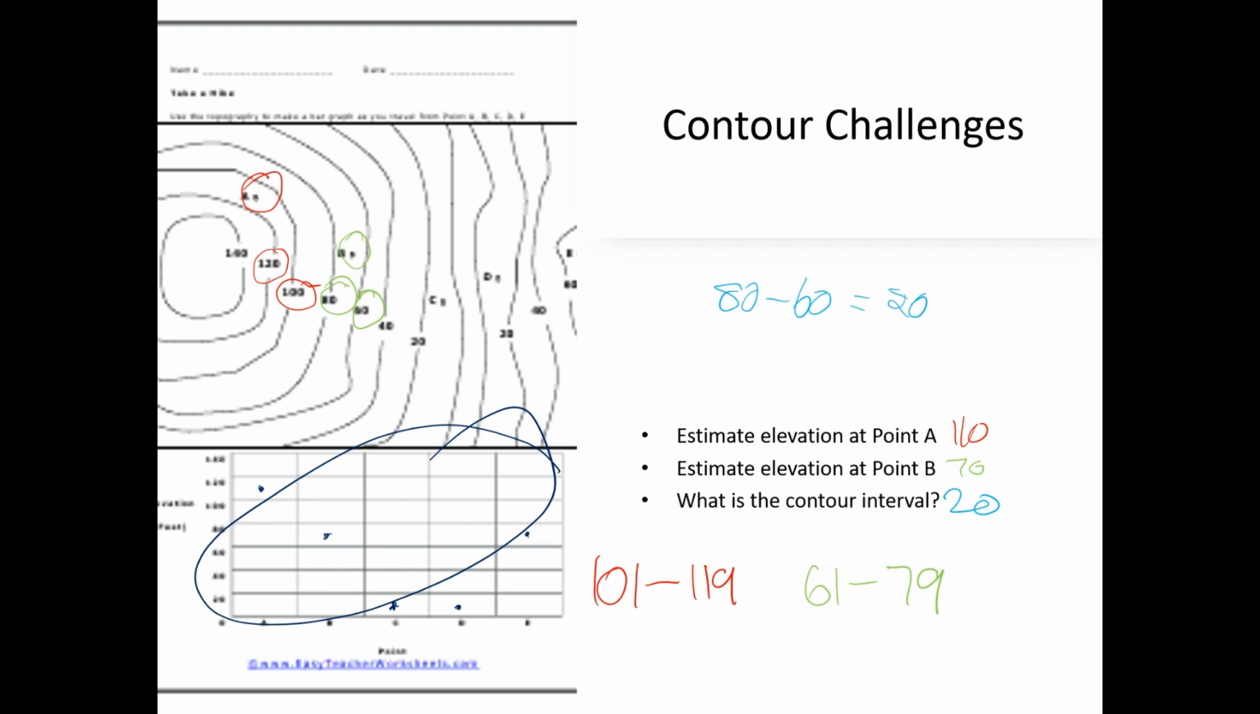And so then what you would do is draw a line and try to show the profile of the land. Essentially, if you took this map and looked at it from a side perspective, what is the shape of the land that you would see?